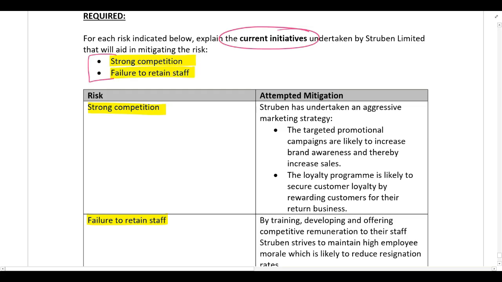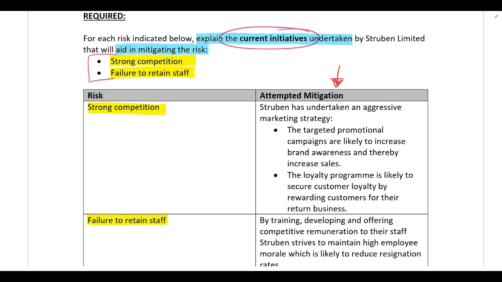You don't have to identify the risk. You also don't have to explain why it is a risk. Read the required carefully. You need to explain the current initiatives that are being undertaken by this company that will aid in mitigating the risk. So please note, in this example, when you are coming up with the mitigation, please don't sit and think of how you would mitigate the risk. The required isn't asking you to come up with the mitigation. The required is asking you to take the mitigation from the question. They are asking you what the company is currently doing in order to mitigate this risk.